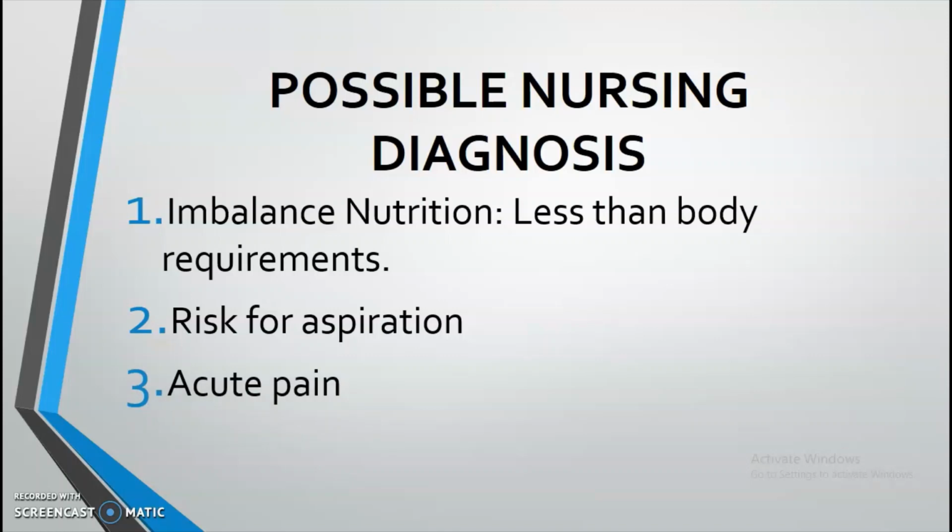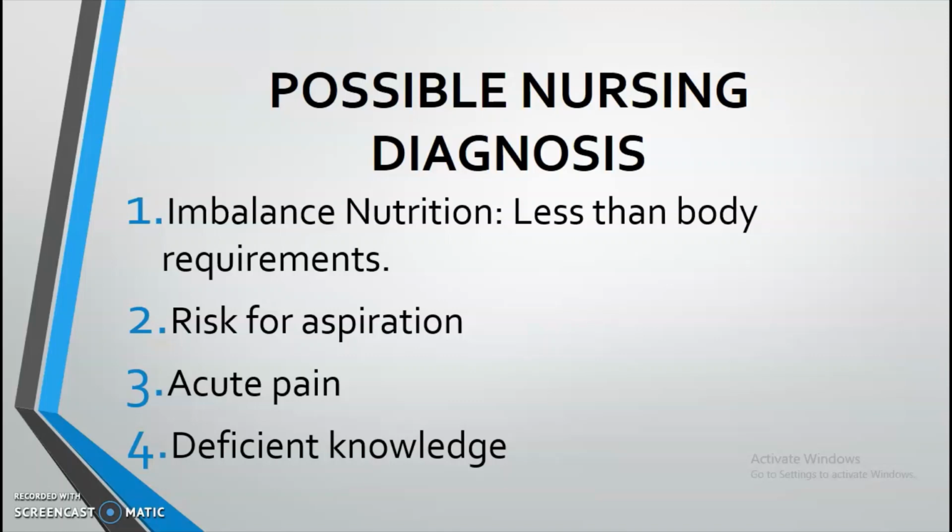So acute pain related to the condition, because nga meron tayong tissue injury because of the regurgitation of gastric content. And the last one is knowledge deficit or deficient knowledge. If the patient is unable to have an idea or some sort of knowledge about his or her condition and ways on how to prevent it, and how to manage it.